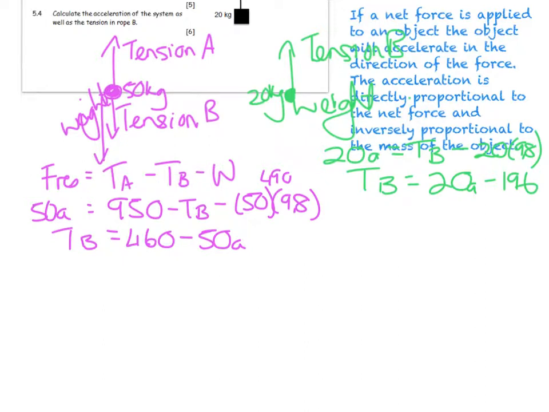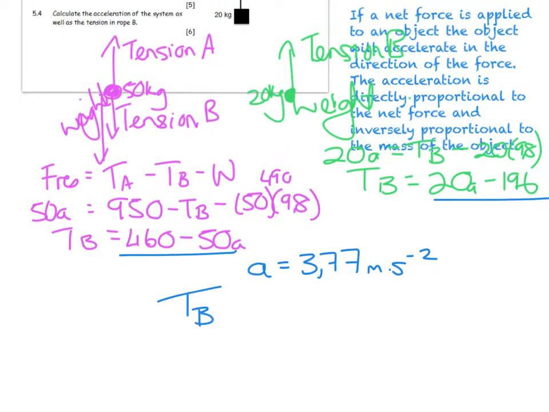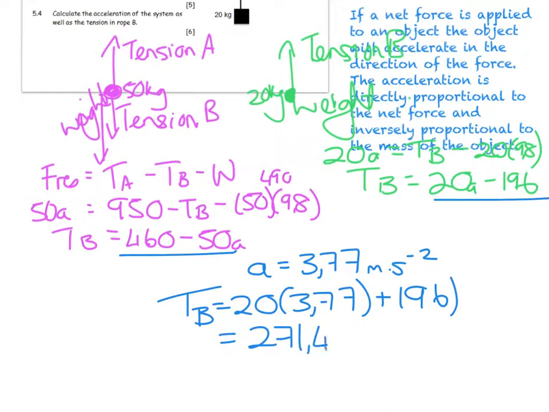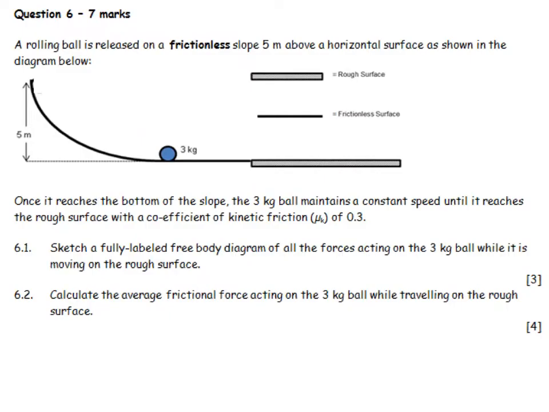So the next thing that we need to do is make those equal to each other and solve. A is going to turn out to be 3,77 meters per second squared. That's just by making that equal to that. And then when you substitute in, your tension in rope B is going to be 20 times 3,77 plus 196, and that is equal to 271,43 newtons.